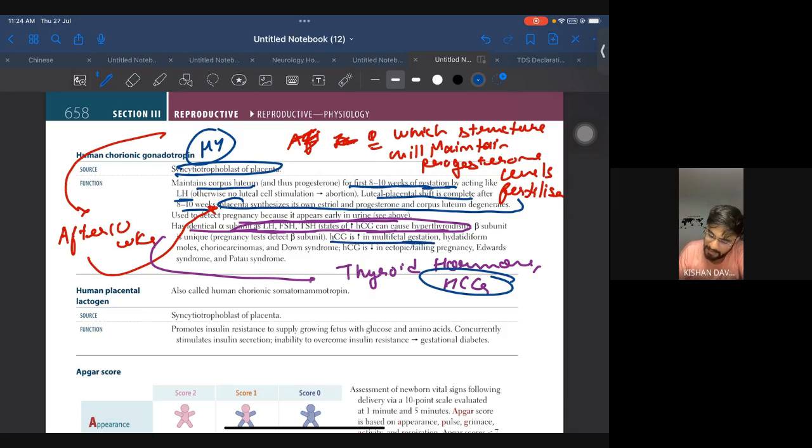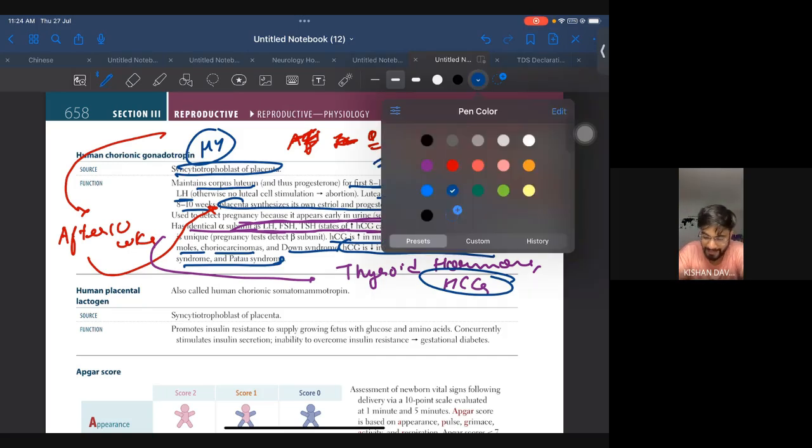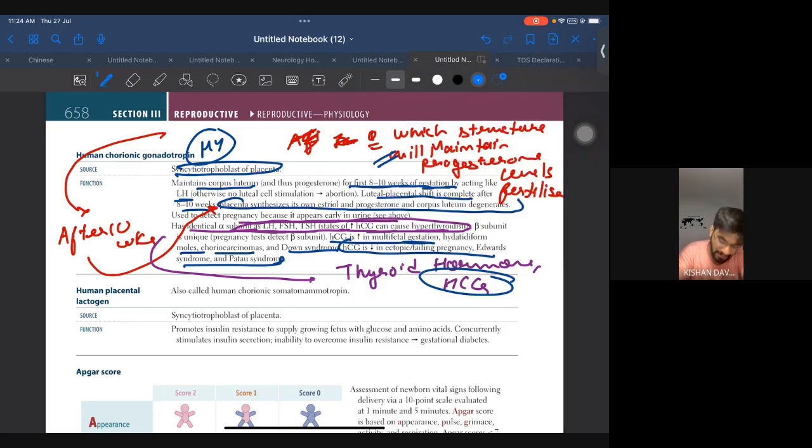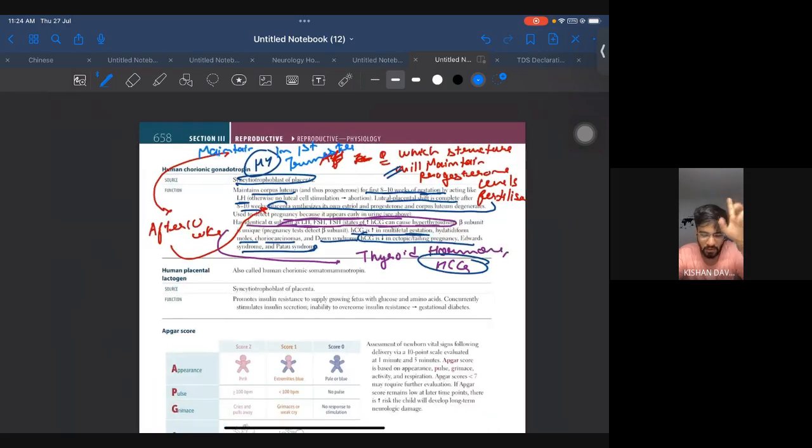HCG is increased in multifetal gestation, hydatidiform moles, choriocarcinoma, Down syndrome. HCG decreases in ectopic pregnancy, Edwards syndrome, Patau syndrome. Okay, so all these are very important. And as I told you, after 8 to 10 weeks, the corpus luteum maintains it. So another sentence how they can frame this is, it maintains progesterone level in the first trimester. All right, 8 to 10 weeks. So this is all about HCG.